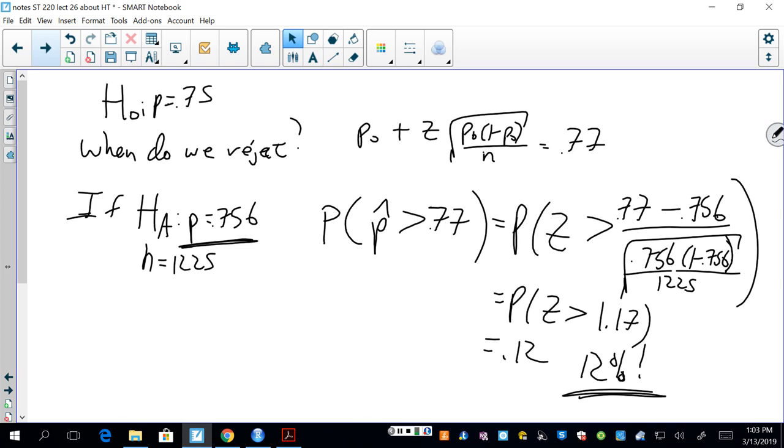That wasn't very good, right? So if the truth is at 0.754, and we've done 1,225 tests, the chance that we would reject 0.75 is really quite small. We have to be really lucky to get something up there. But most of the time we're not, even if the truth is really a little bit different. So power is kind of low in that case. What if we had a bigger sample size?